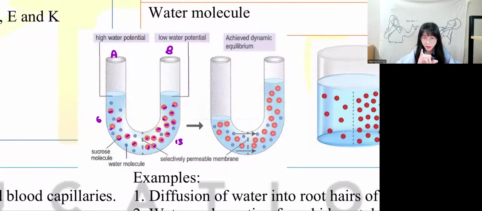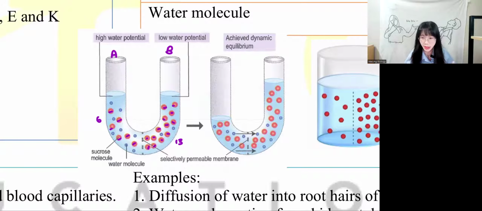So on A side, we have 6 sugar. B side, we have 13 sugar. Based on the taste, imagine that this is a Milo powder. A and B side, which one is sweeter to you? Which one do you think is sweeter, A or B side? B is sweeter, right? Because got more sugar, right? B is sweeter. So since we say that sucrose cannot diffuse across, only water can.